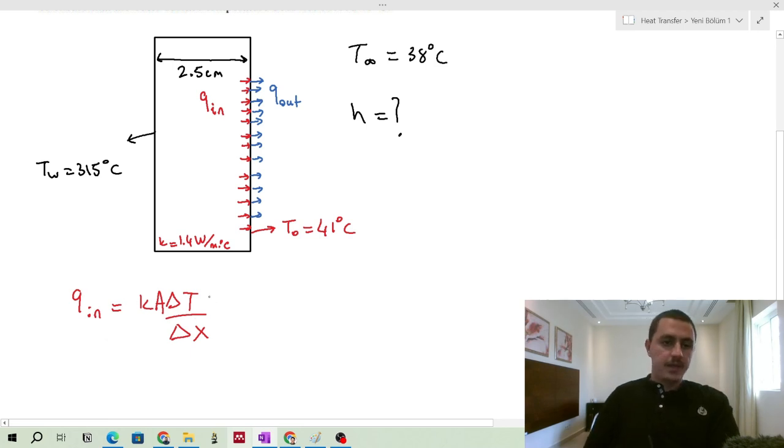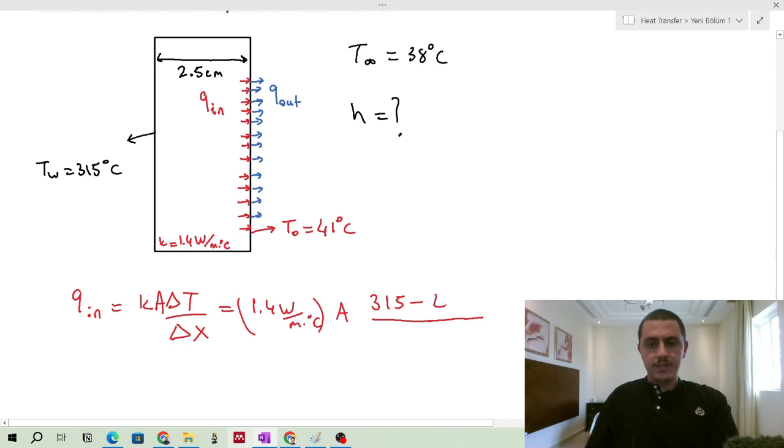So we know 1.4 watt per meter degrees Celsius. We don't know the area, let's keep it. Temperature change is just between this solid domain inner surface temperature minus outer surface temperature, in degrees Celsius, and you have delta X here, which is 2.5 centimeters. You can say 0.025 meters.